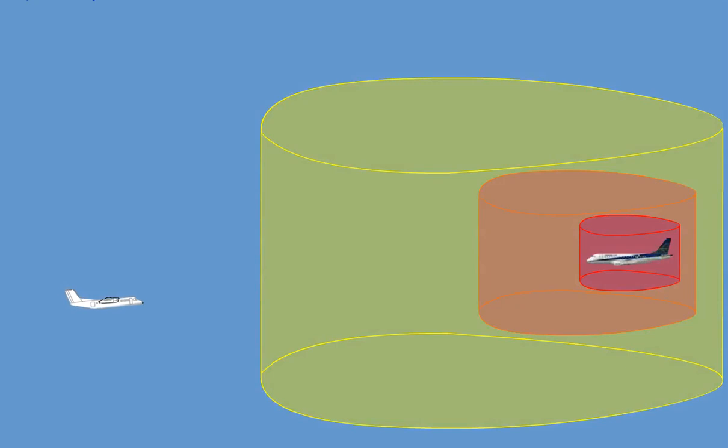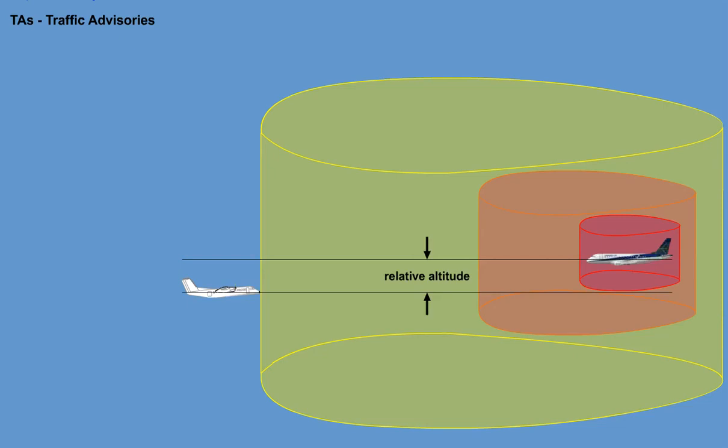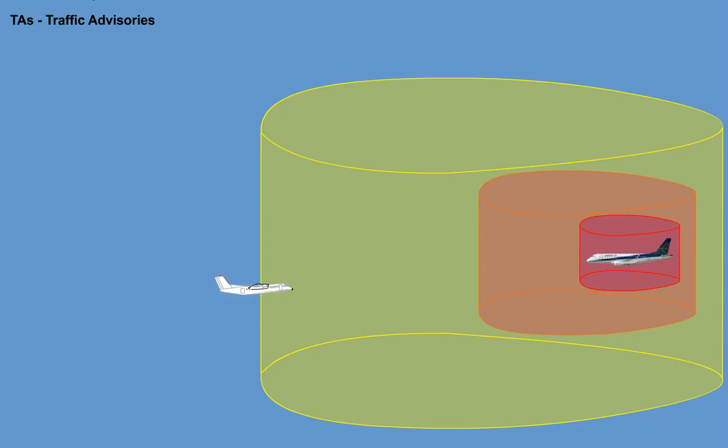There are two levels of advisories. TAs. Traffic advisories indicate the range, bearing, and relative altitude of the intruder to aid in visual acquisition of the intruder. A traffic advisory is defined as an intruder aircraft entering the caution area 35 to 45 seconds from the TCAS collision area. Note: a visual search is recommended to prepare for intruder avoidance.